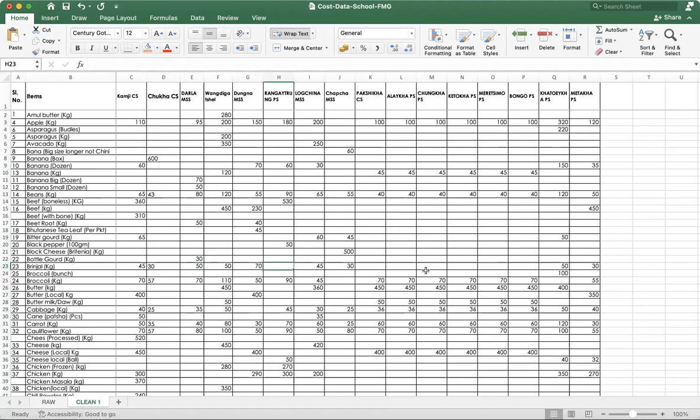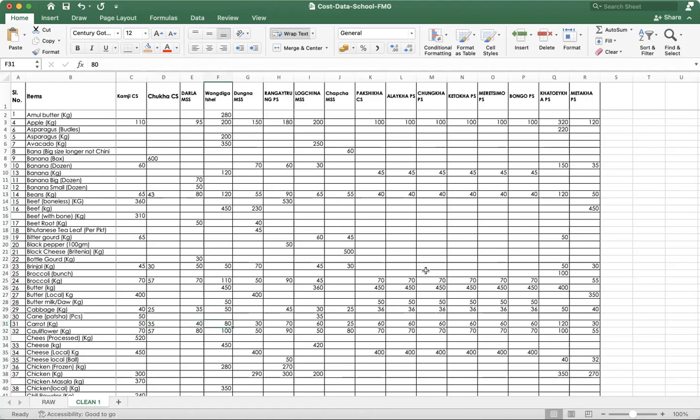Let's compare another different one. Different price items compare. Carrot example, carrot. Chapcha has 25, Paga 25, whereas Chuka has 35. Distance is the same, the difference is 10 ngultrum per kg. Why? Carrot producing areas, Chapcha produces carrot.